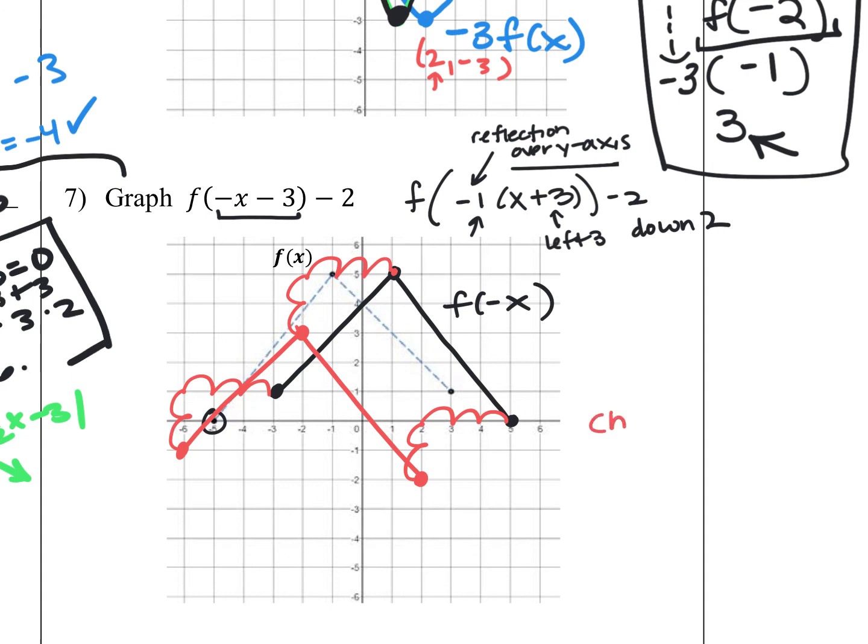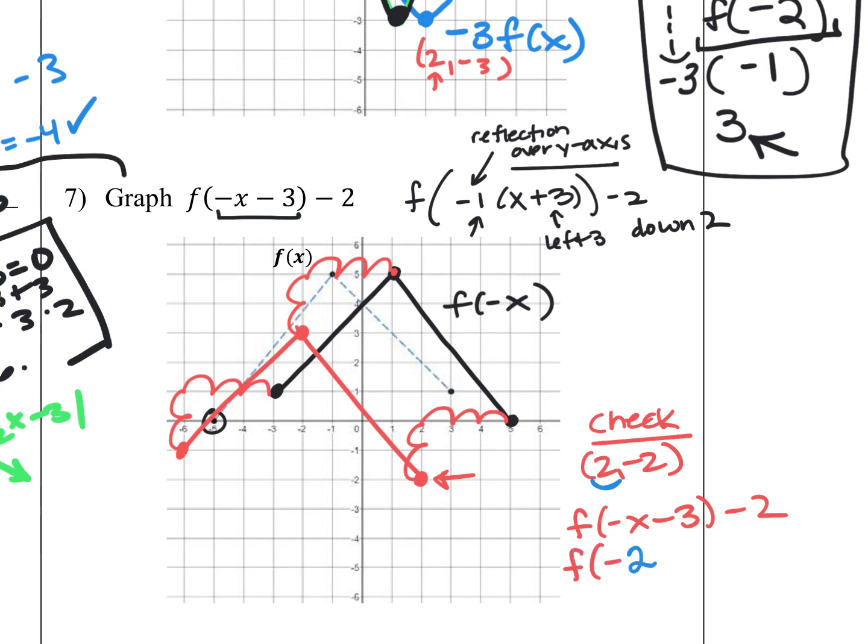And again, I just want to check. So I'm going to pick a random guy. I'm going to pick this guy, which has coordinates 2, negative 2. This is supposed to be on my new function that was created. So I want to plug it in and make sure it works. So when I plug in for x, this is going to be f of negative 2 minus 3 minus 2. So that's f of negative 5 minus 2.